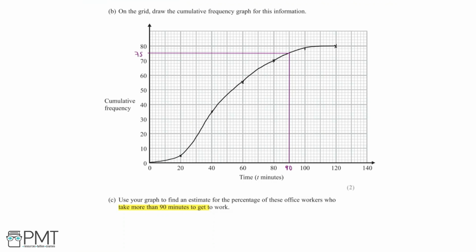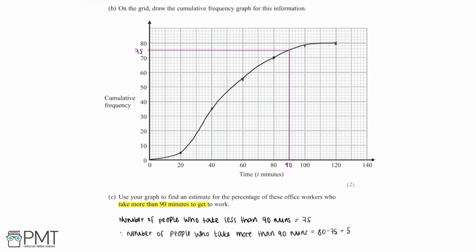And so this means that 75 people take less than 90 minutes to get to work. But we need to find an estimate for the percentage of these office workers who take more than 90 minutes to get to work. Well, if we know that 75 people take less than 90 minutes, and the total number of people is 80, we can say that the number of people who take more than 90 minutes to get to work is 80 take away 75, which is equal to 5.